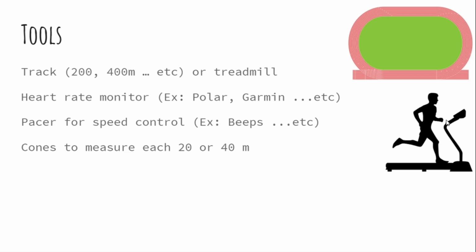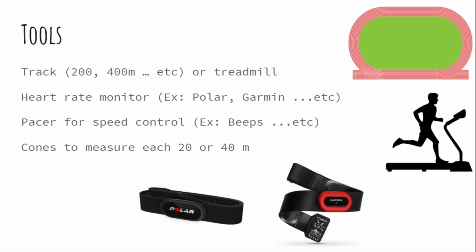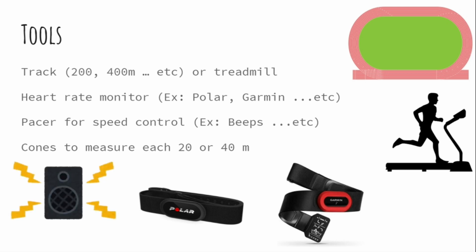So every 200 meters you just press the button to increase the speed basically. So maybe that's easier for you. And while you are running, you have to monitor your heart rate. You can use a Polar, Garmin, whatever is available for you. Then as I said, you can use a speaker or earphones to listen to the beeps.